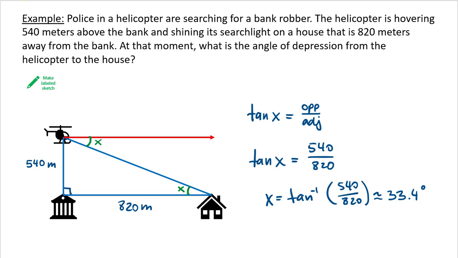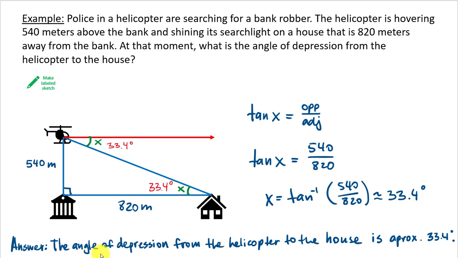We used the right triangle to find the measure of this angle, but it has exactly the same measure as the angle of depression that we needed to find. Since we were solving an application problem, I'm going to use a full sentence to write down the answer. Okay, so the angle of depression from the helicopter to the house is approximately 33.4 degrees.